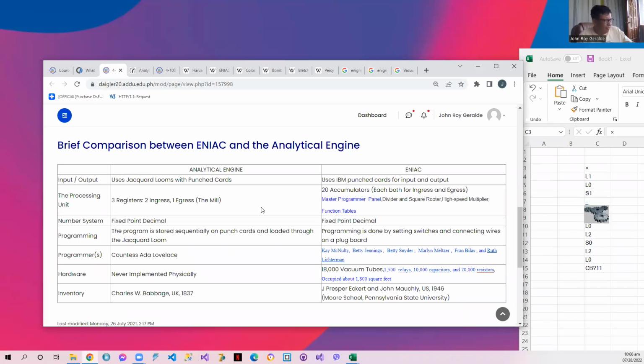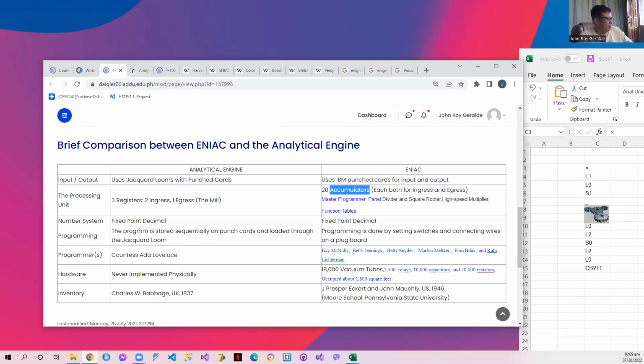So they invented a new type of register, called an accumulator. Do you follow? An accumulator is a register that can be used for both input and output, one at a time. At a certain instance, accumulator A can be used for input; at another instance, it can be used as output. The number system is the same, fixed point decimal, for both the analytical engine and ENIAC.